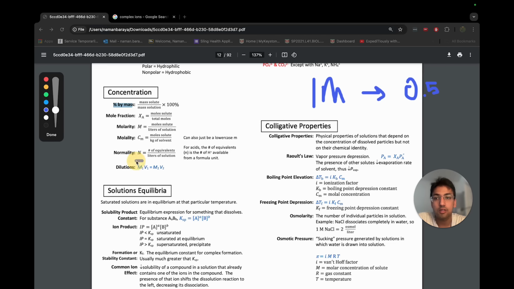So I know that this value is 1. I know this value is also 1. I know this value is 0.5. So what is the volume of solution I need? And then you can just figure out, oh, okay, this is actually 2. So I need to add an extra liter of solution to make this more dilute.